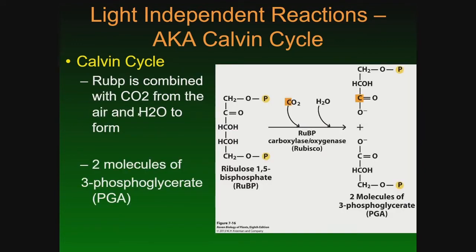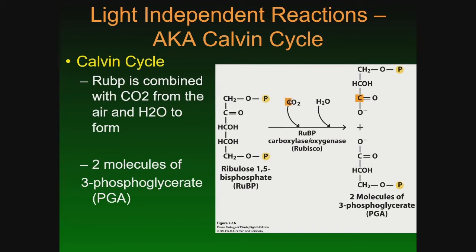Okay, so step 1 of the Calvin cycle. And this is probably the most important step for you guys to understand. So we start off with RuBP, also known as ribulose 1,5-bisphosphate. It's called that because, if you notice these yellow things, here's a phosphate, here's a phosphate. Bis means 2, so there are 2 phosphates on this particular compound. So it's a 1, 2, 3, 4, 5 carbon sugar.